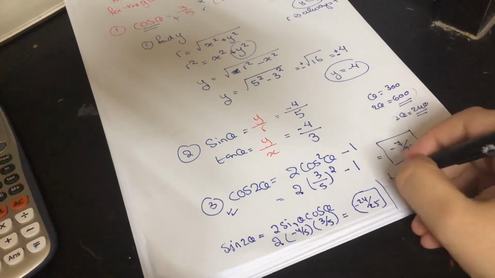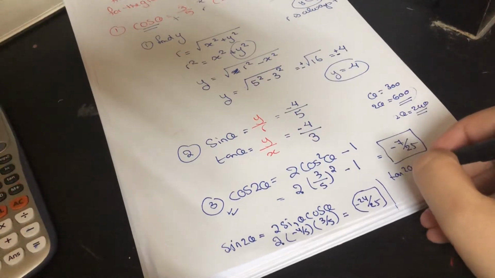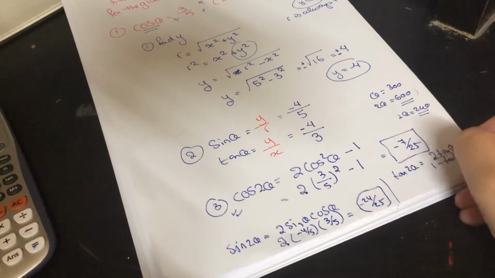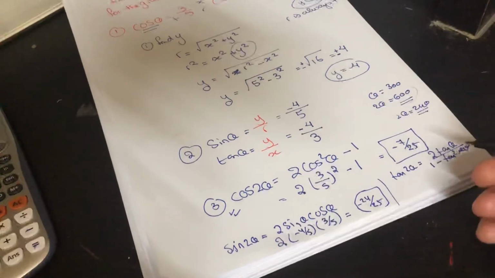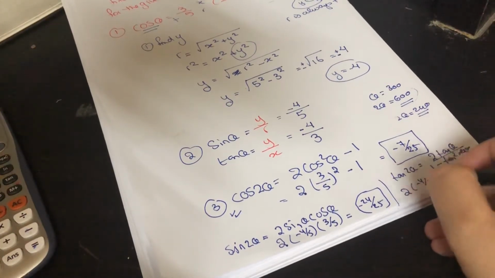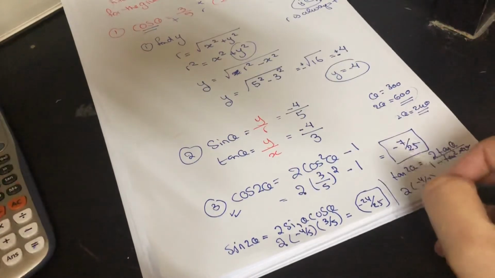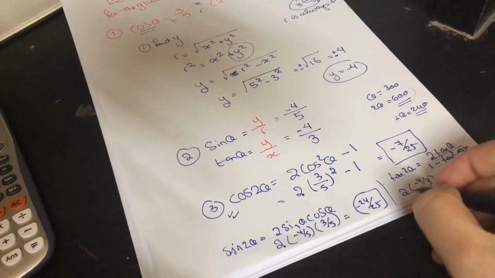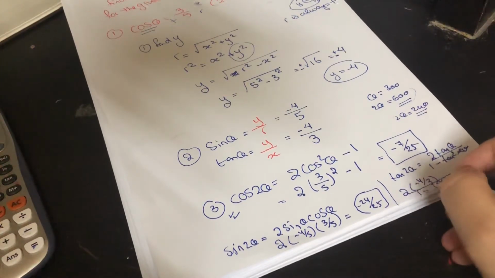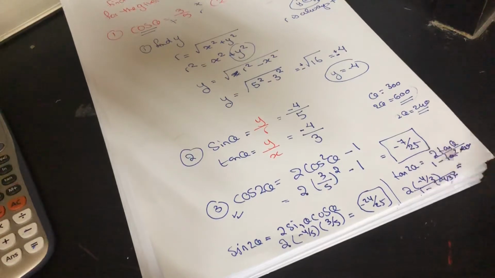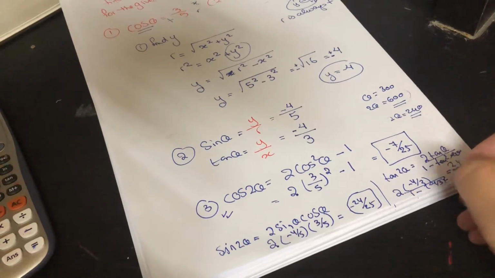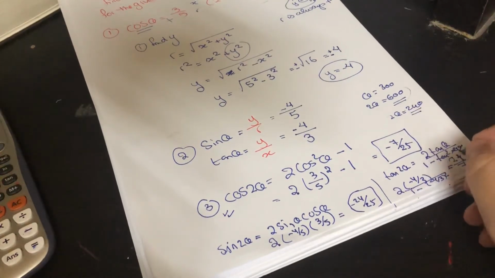How will I get tan 2 theta? I will get it by 2 tan theta over 1 minus tan squared theta. Sorry, I have no space. So 2 tan theta is 2 times negative 4 over 3. I calculated tan theta in step 2. Divided by, there's no space, 1 minus tan squared theta, which is negative 4 over 3 squared. If you calculate that, you will get tan 2 theta as 24 over 7. 24 over 7. I hope you can see that.